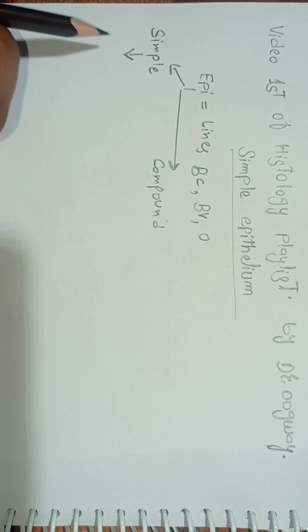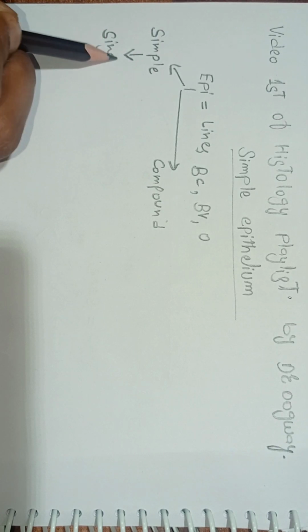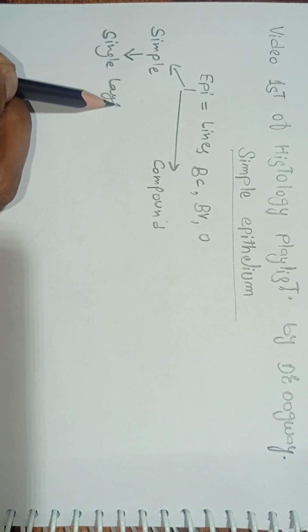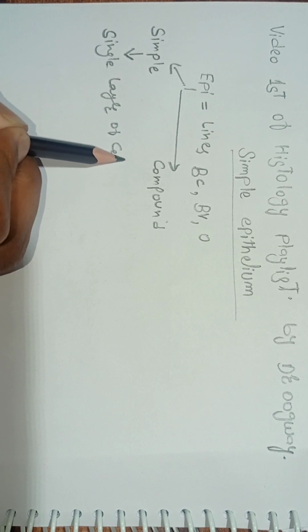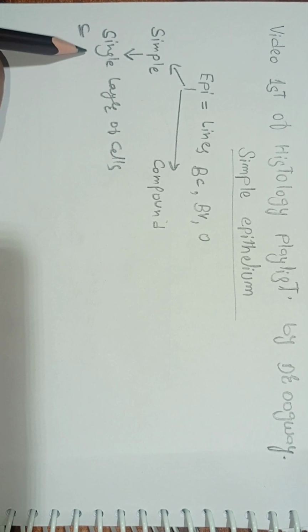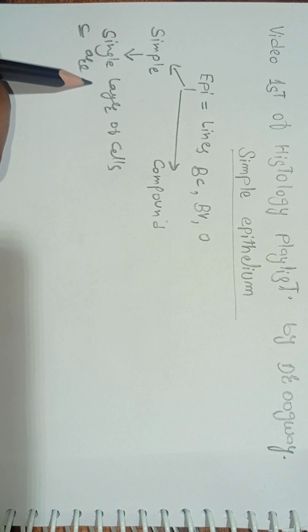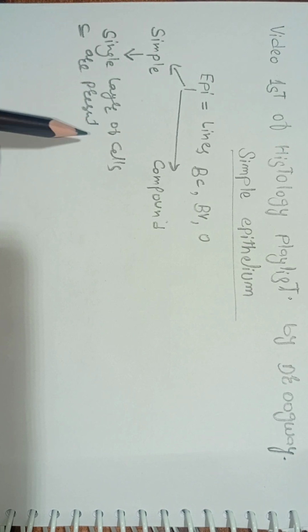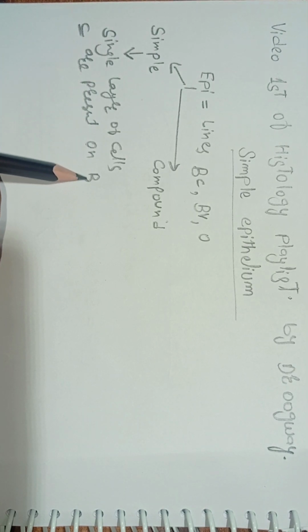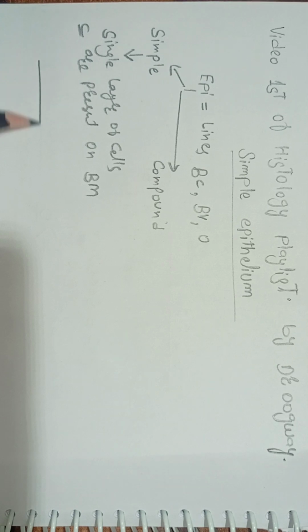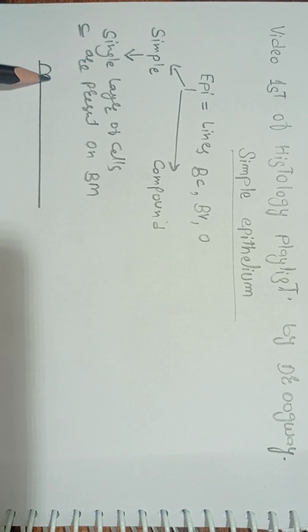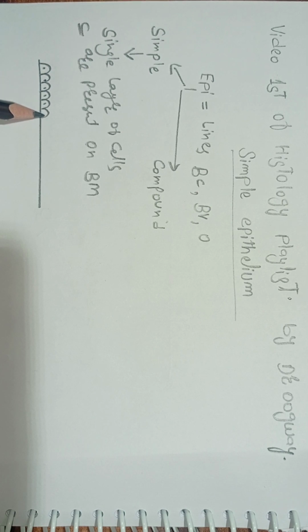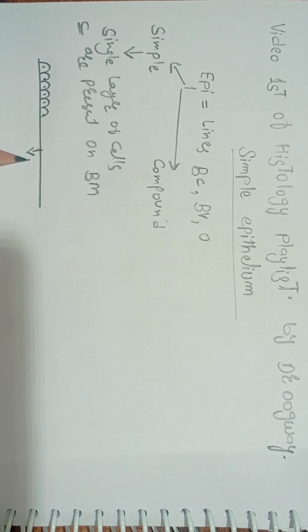What is simple epithelium? It consists of a single layer of cells, which are present on a basement membrane. Clearly, so this is a basement membrane. On the basement membrane lies a simple epithelium. So this is the basement membrane, and these are the cells of the simple epithelium.